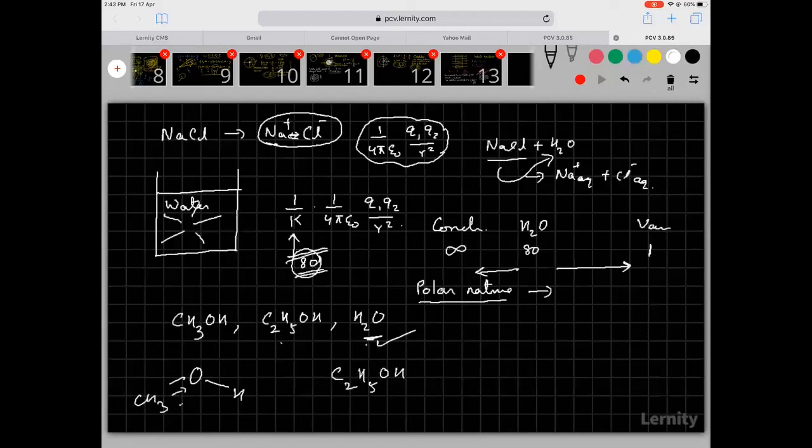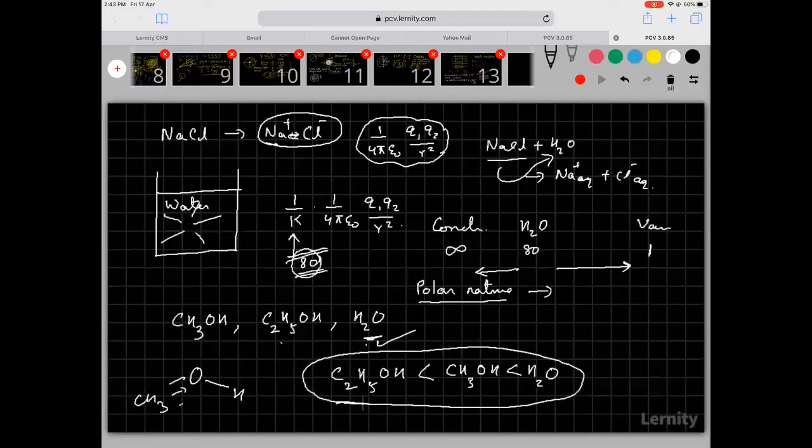C2H5OH will have the least dielectric constant, followed by CH3OH, followed by H2O, right? So here we have applied the logic that we are learning to identify something. Now this is what is physics. These are the kinds of logics that you will have to develop to crack the JEE Mains. Okay, so work with yourself, work well, you will get it.